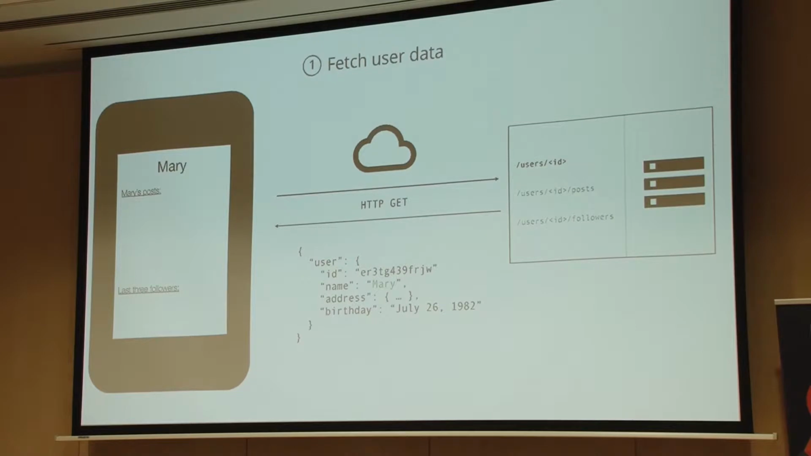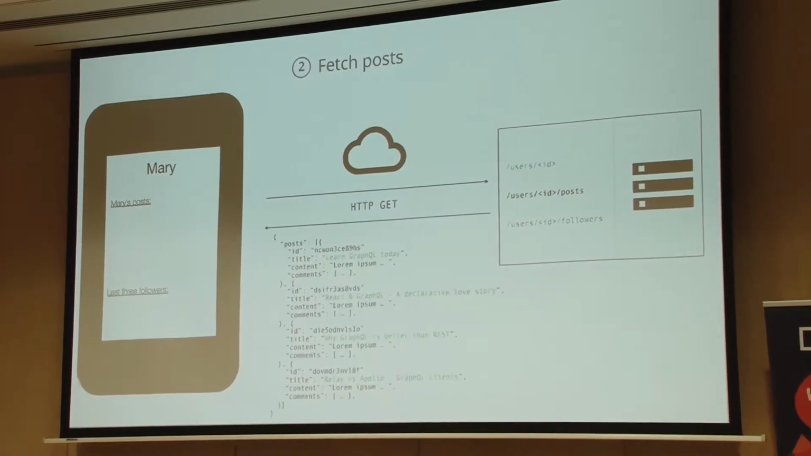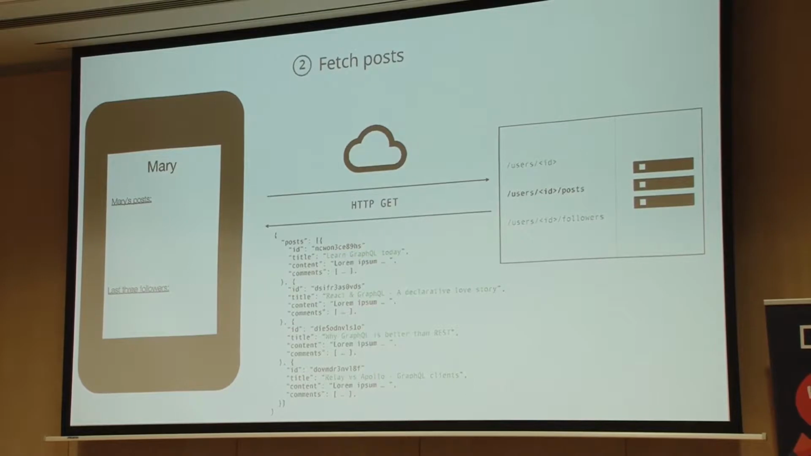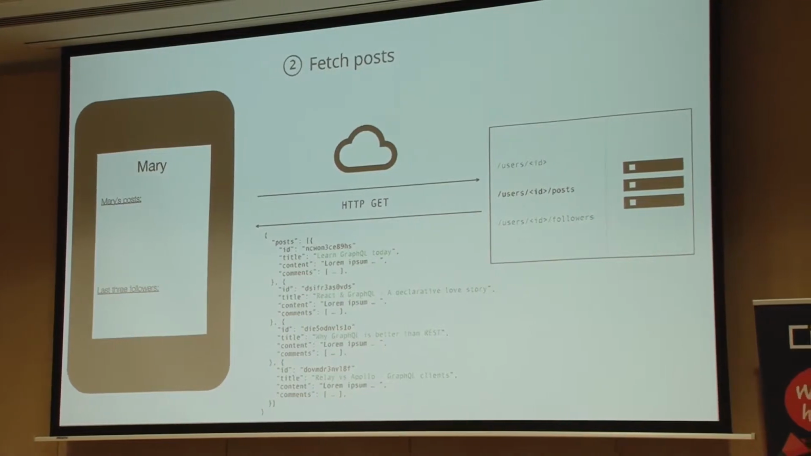Let's move on and display the posts of the user. Again, we're sending a GET request, this time to the user's ID posts endpoint. And we're downloading an array of post objects. And again, depending on how your API is designed, you'll receive different information from the server. But again, this is not really desirable.